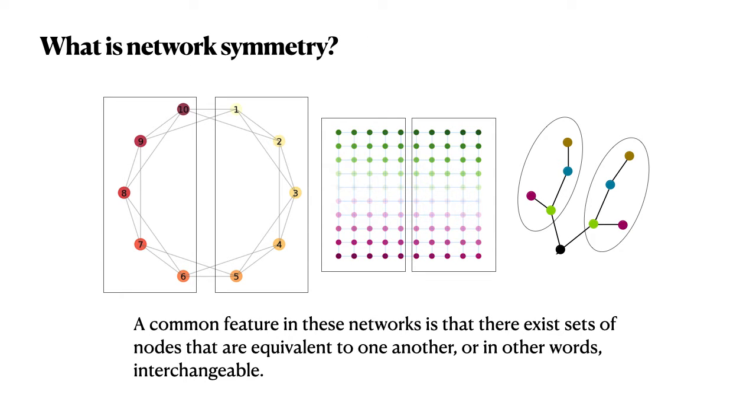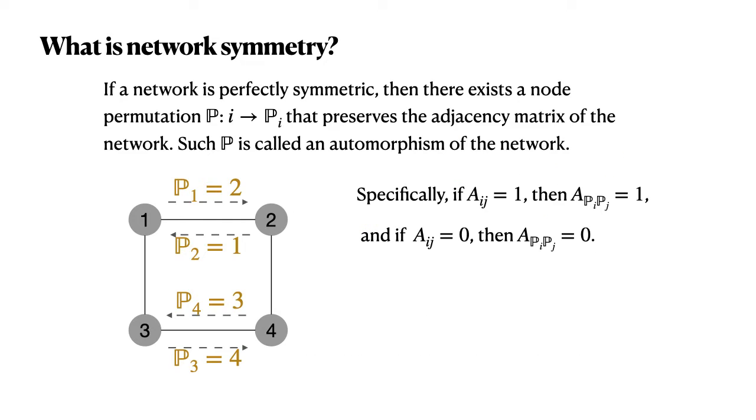An important step in formalizing network symmetry is noticing that there is a common feature in these networks, which is that there exist sets of nodes in these networks that are equivalent to each other, which in other words means that they can be interchanged with each other without changing the network structure.